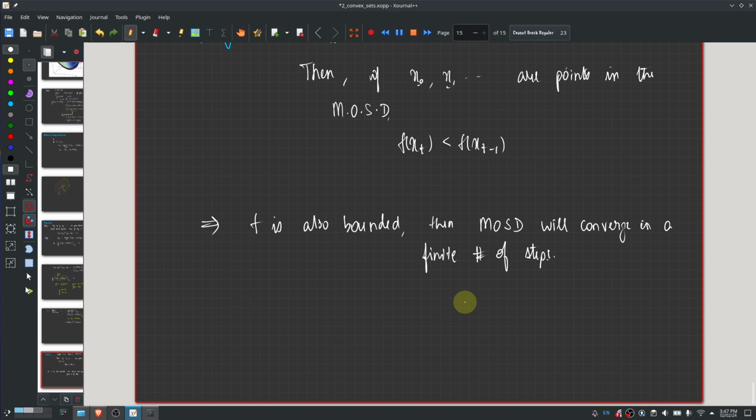But this is not a guarantee that you can give for other types if you choose the step size in any other way, because potentially you could keep overshooting and never reach the minimum at all. And this is true irrespective of where you start from. Okay, any questions?